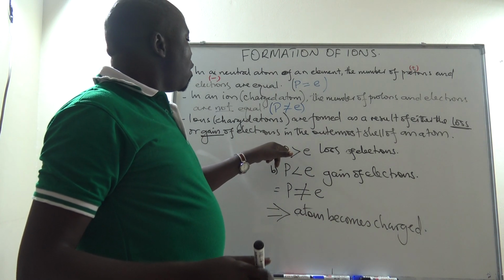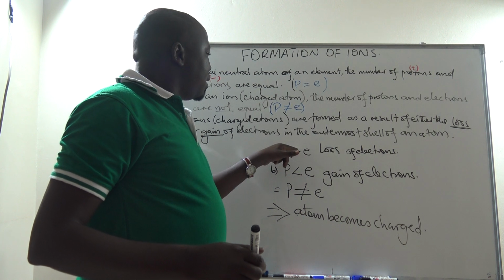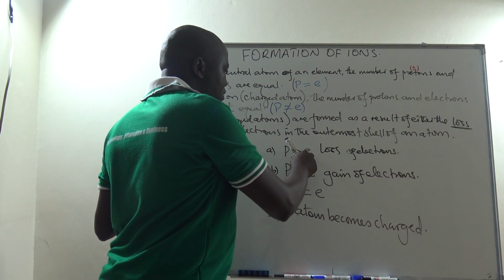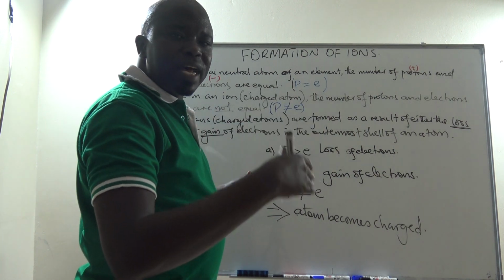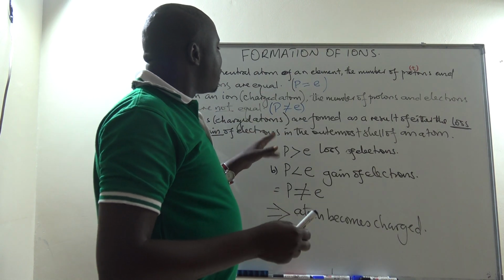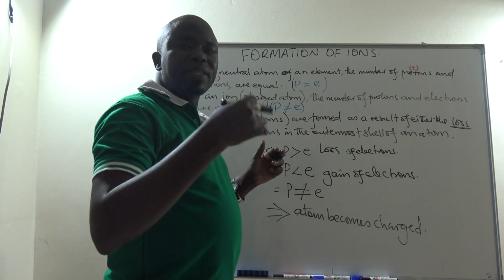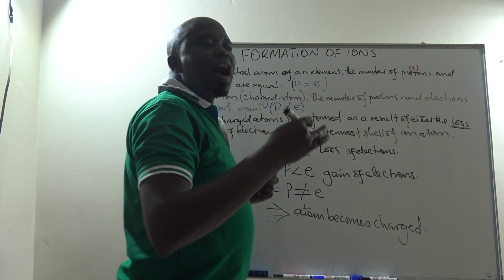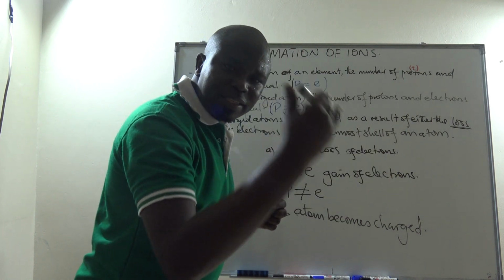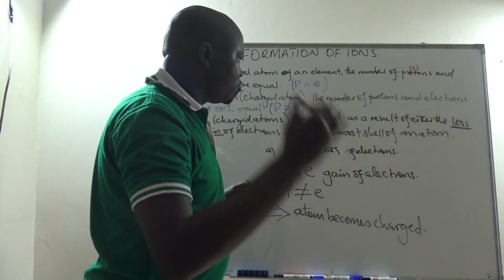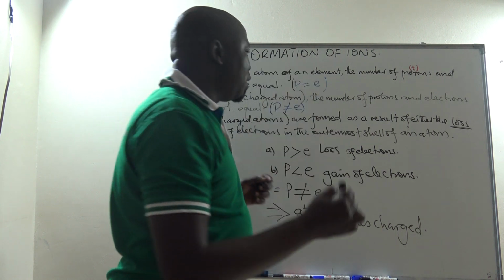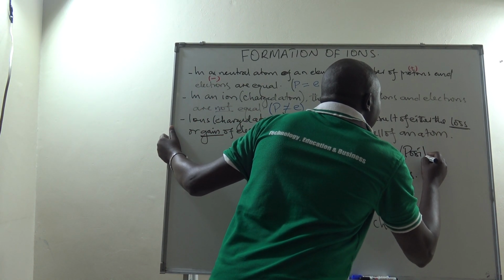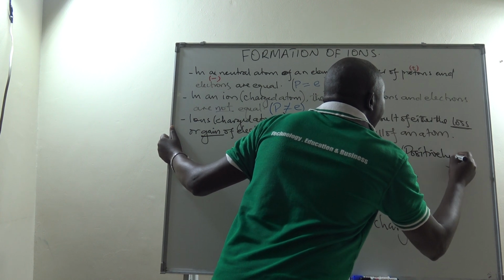Now let us see the end result of the loss of electrons, whereby protons are more than electrons. If we have more protons than electrons, the number of protons, or positive particles, will be more than the number of negative particles, or electrons. So the atom will have extra or excess protons, or excess positive charges, and the atom will be positively charged.